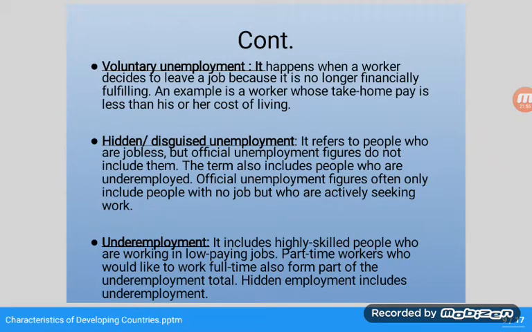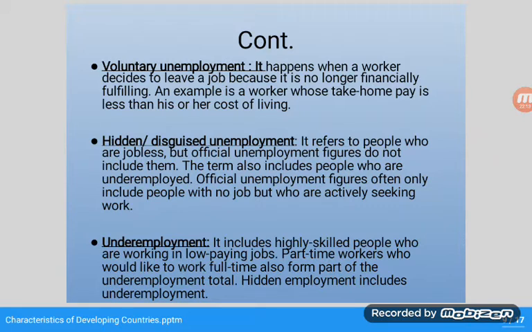It includes highly skilled people who are working in low paying jobs. Part-time workers who would like to work full-time also form part of the underemployment total. Hidden employment includes underemployment. It's also simple enough.